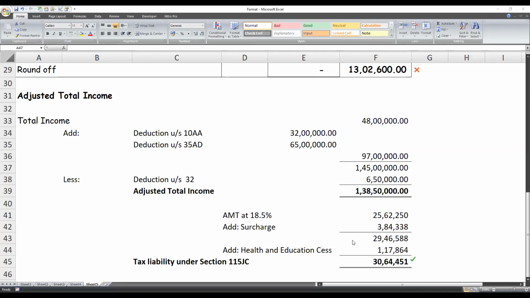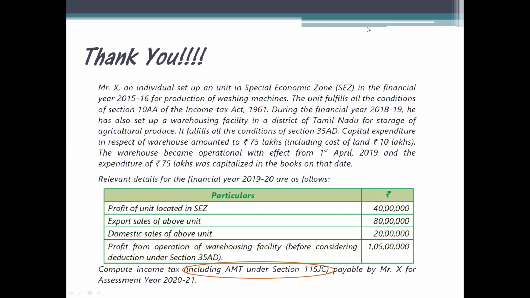Now we have an AMT credit of the differential amount, the higher amount paid, that is 30 lakh 64,451 minus 13 lakh 2,600. Whatever is paid can be taken as an AMT credit for the next 15 years. This can be carried forward for a further 15 years under our income tax rules. So now, for this question, almost 17 lakhs odd amount will be available as AMT credit for the assessee in the future years, up to 15 years if the return of income is filed within the due date.